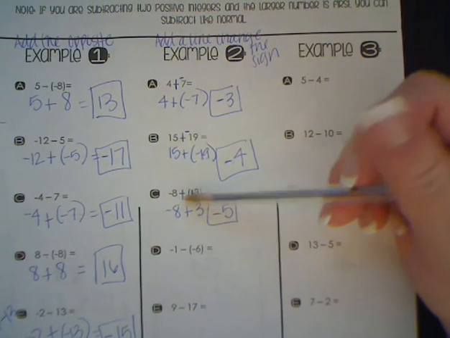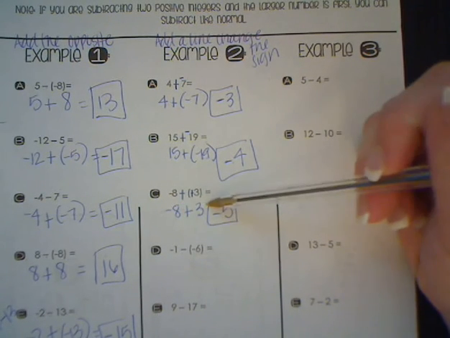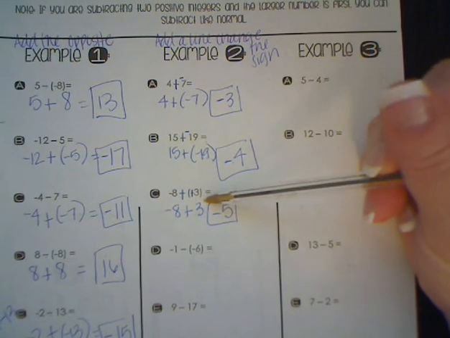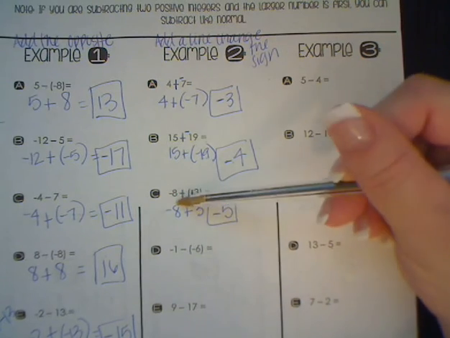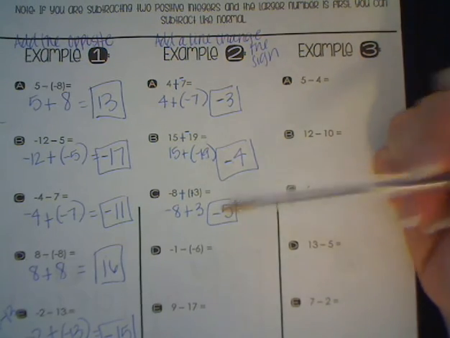Or, which one has the most? You have more negatives than you do positives. You've got 8 negatives and only 3 positives, so this one has the most. So I'm going to keep that sign, the negative.